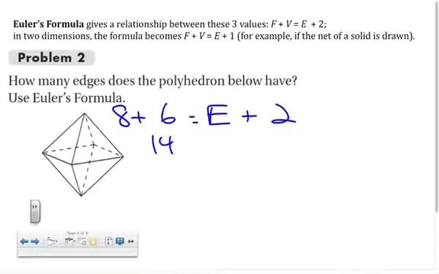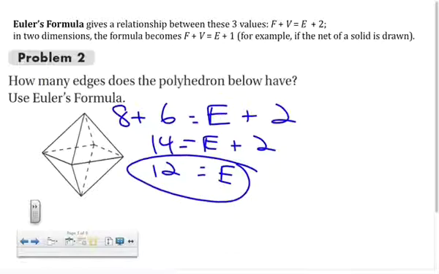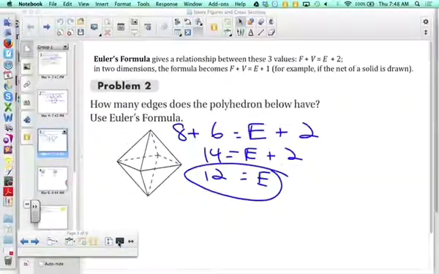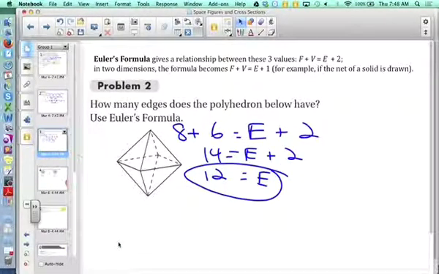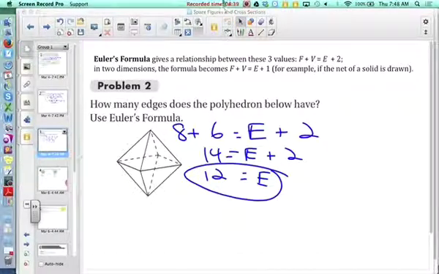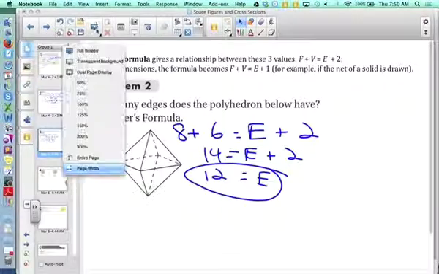So solving our equation, we've got 14 equals E plus 2, telling me that I have 12 edges total. Please take a moment, work through your turn within your group using Euler's formula to find the missing value. From what I'm seeing and hearing, we're ready to move on.